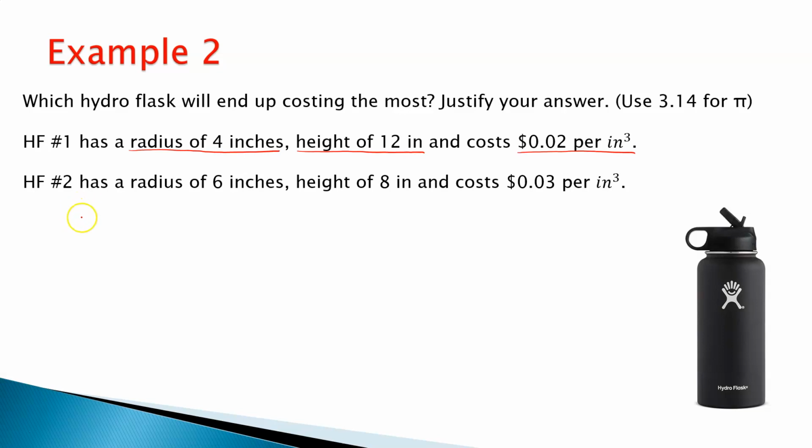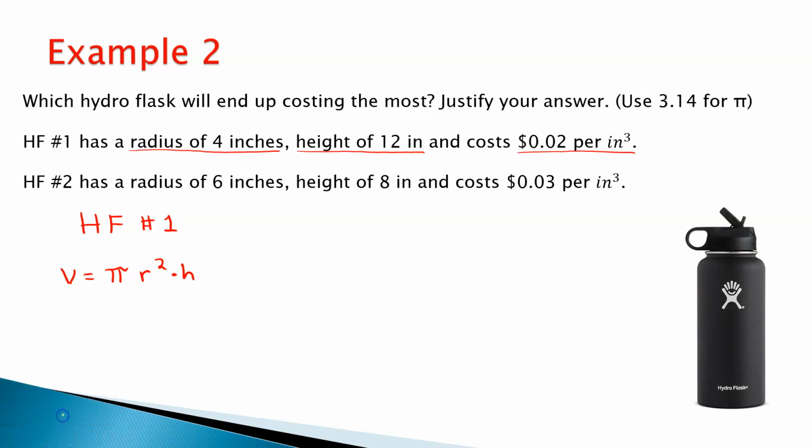So hydro flask number 1. Since we have a hydro flask, it has a radius and a height. This is pretty much a cylinder, so we're working here with the cylinder. Let me make sure I write the formula for volume of a cylinder. So volume is equal to pi r squared times h.